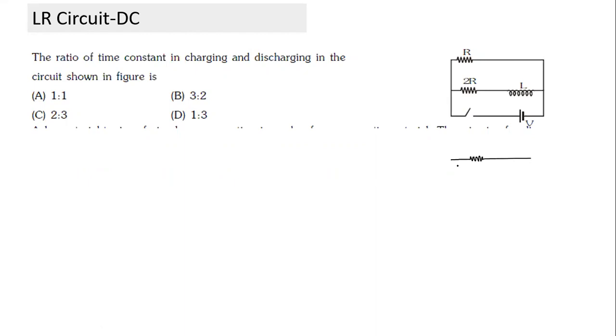Let me draw another one, something like this. There's a two-way switch here, and this resistance is 2R, and this is how it is connected. Let's say this is R, and this is 2R, and this is an inductor. If you recall, we might have seen something similar in the case of an RC circuit. Let's call these points A, B, and C.